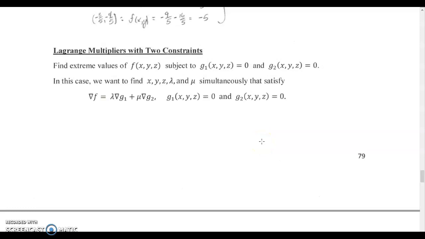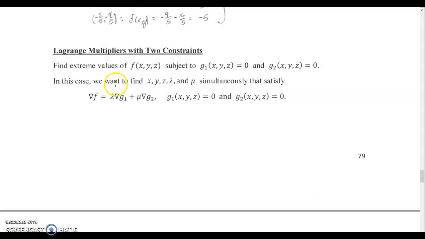Okay, welcome back everyone to our Calculus 3 class notes. We're on page 79 and we're working into example 73 here, and we want to talk about doing Lagrange multipliers with two constraints. So the problem here is that we're trying to find extreme values of a function of x, y, and z subject to two different constraints. So not just one g equals 0, but g1 equals 0 and g2 equals 0.